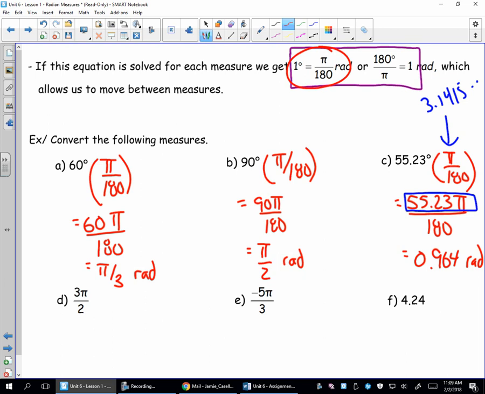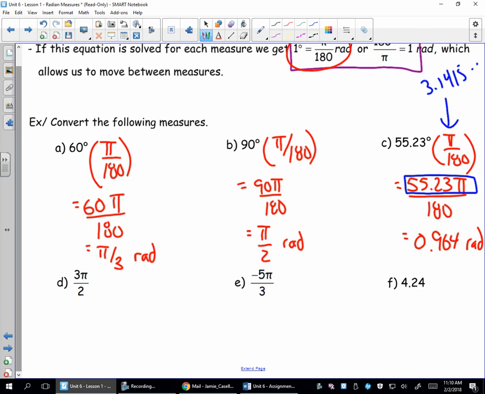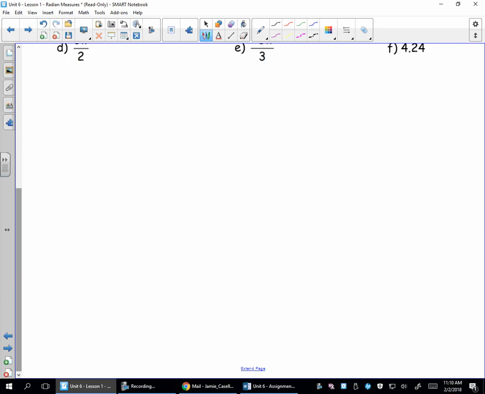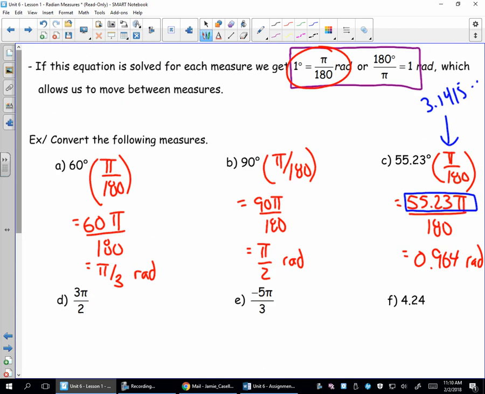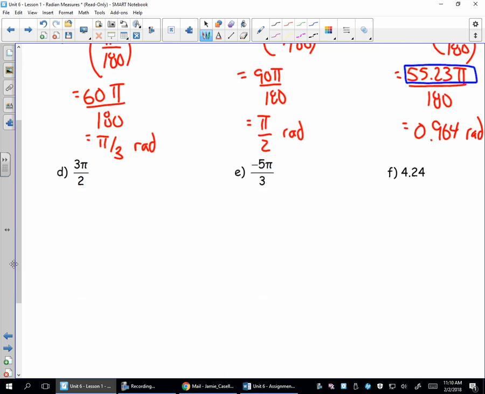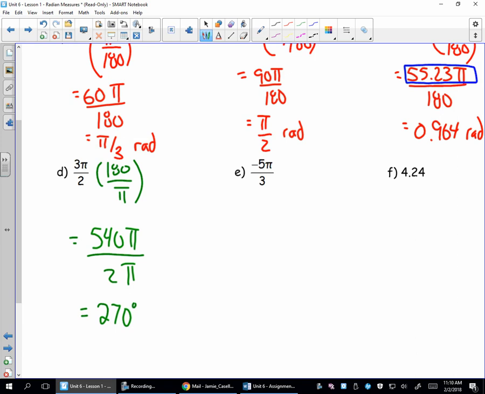Okay, so we can work forwards, we can also work backwards. Let's give it a try. 3 pi over 2. I want to convert that back to degrees. Well, to do that, I have to use the opposite relationship, right? 1 radian is 180 over pi. But I have 3 pi over 2 radians. So I have to multiply by 180 over pi. So on top, we'll get 540 pi over 2 pi. The pi's can cancel because there's one on the top, one on the bottom. And if I divide it out, I get 270 degrees.